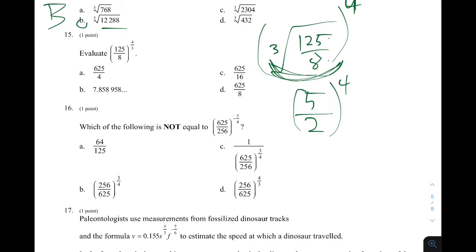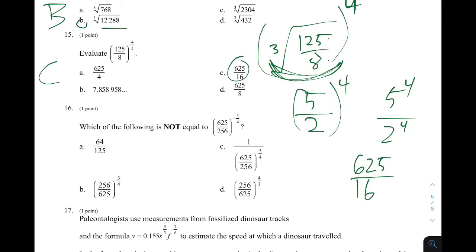So 5 halves to the power of 4, that's the same as 5 to the power of 4 over 2 to the power of 4. 5 to the power of 4 is 625. And 2 to the power of 4 is 16. 625 over 16 is right there, it's C.